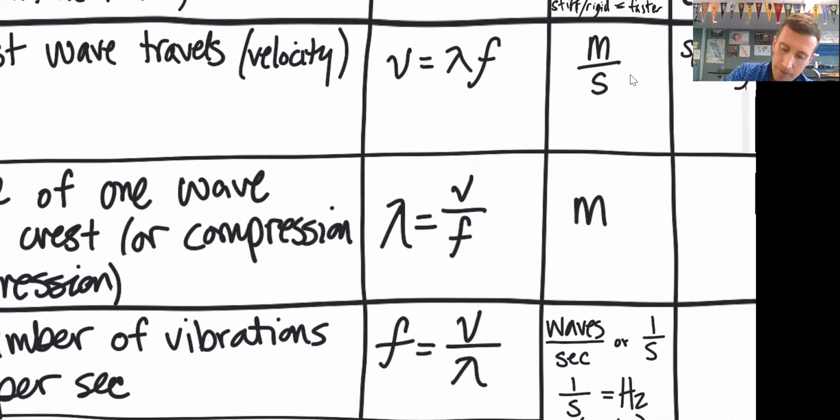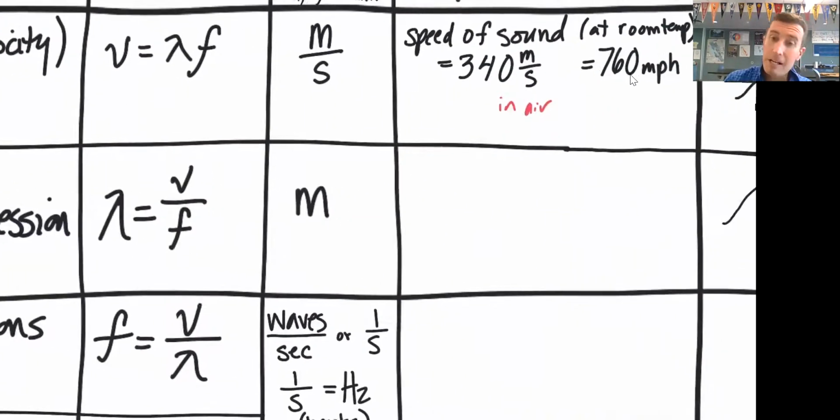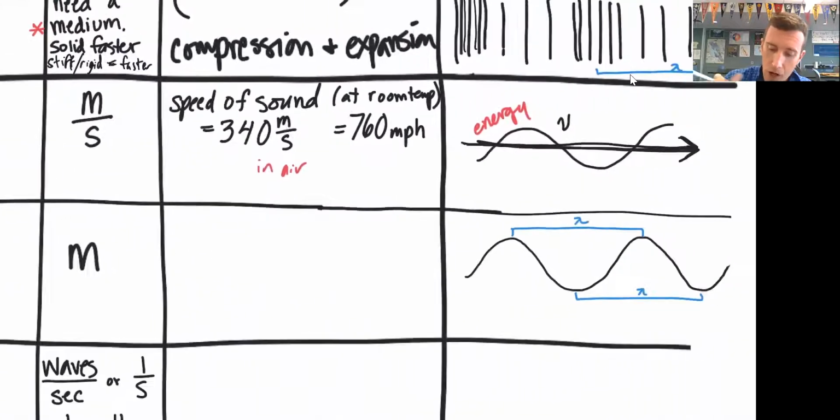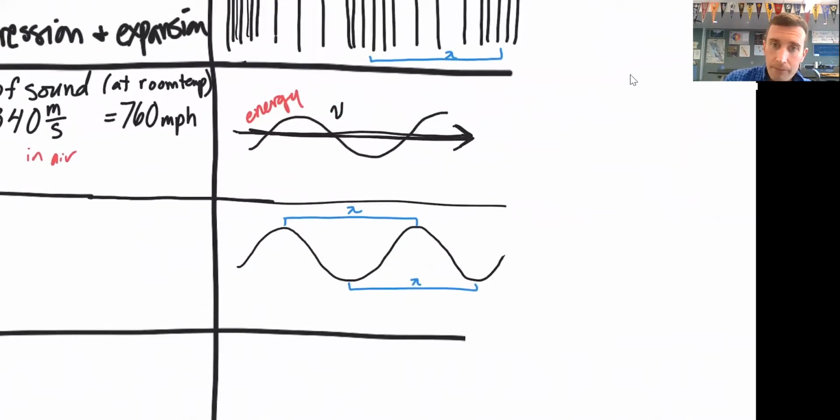So now I've solved for wavelength, and that gives me lambda, the wavelength, is equal to the wave speed divided by the frequency. The unit is meters because it is a length. And then if I was drawing it, I drew my wave.